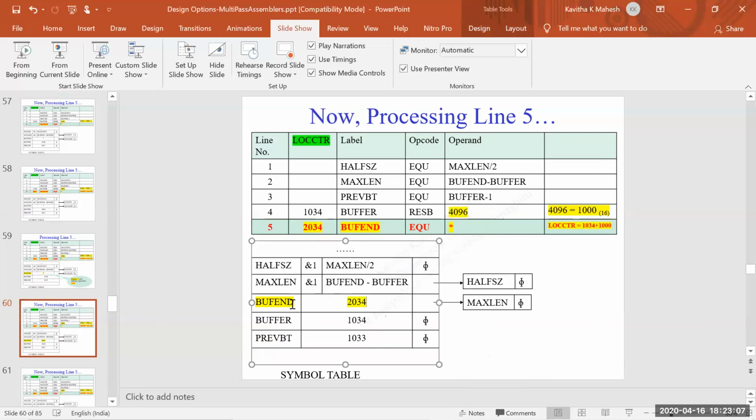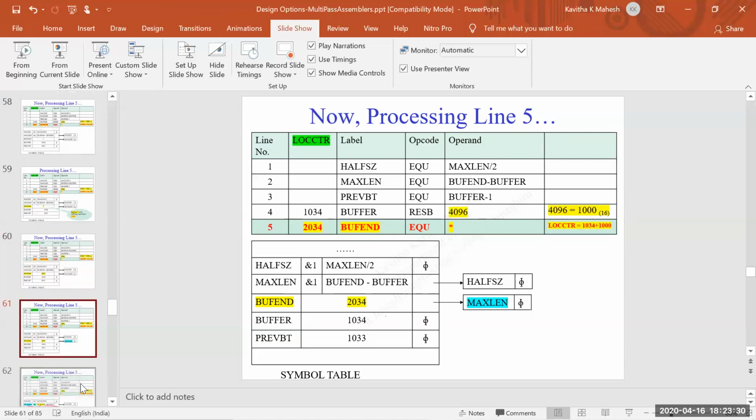So after a symbol is defined, what is the next step? You have to scan the list of symbols associated with the symbol table entry. Associated with BUFFET, we have one symbol that is dependent, which is MAXLEN. So what do we need to do? We have to re-evaluate MAXLEN now and compute the value for MAXLEN. MAXLEN is dependent on BUFFET. Now we know the value for BUFFET, so you can calculate the value for MAXLEN.